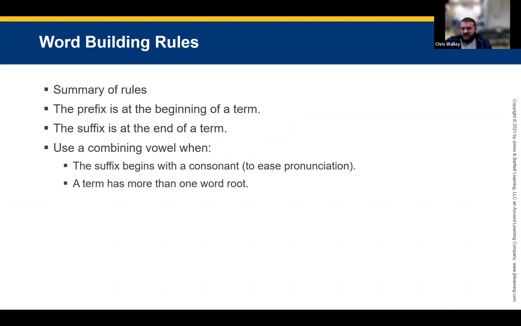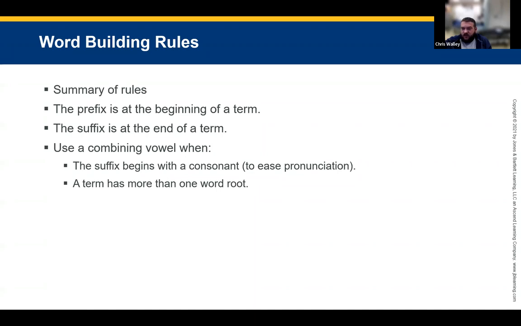The following summarizes the rules covered thus far. The prefix is always at the beginning of a term. However, not all terms will have a prefix. The suffix is always at the end of the term. Use a combining vowel when a suffix begins with a consonant. It makes the pronunciation a little bit easier, but again, here we are.